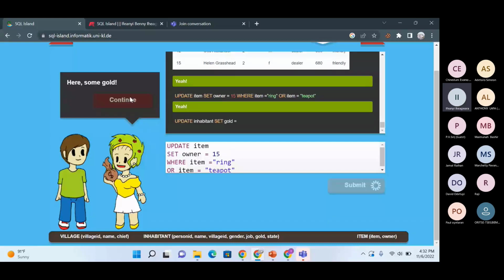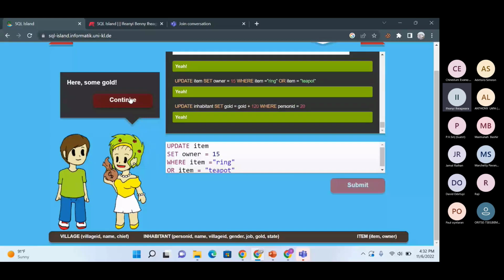So what this command does now is it goes to the inhabitants table and sets our gold. The gold should be whatever amount we have at the moment plus 120. That means she's paid 120 for both the ring and the teapot. And it sets it for ID number 20, which is us. So now we should have 120 gold coins. So we continue.